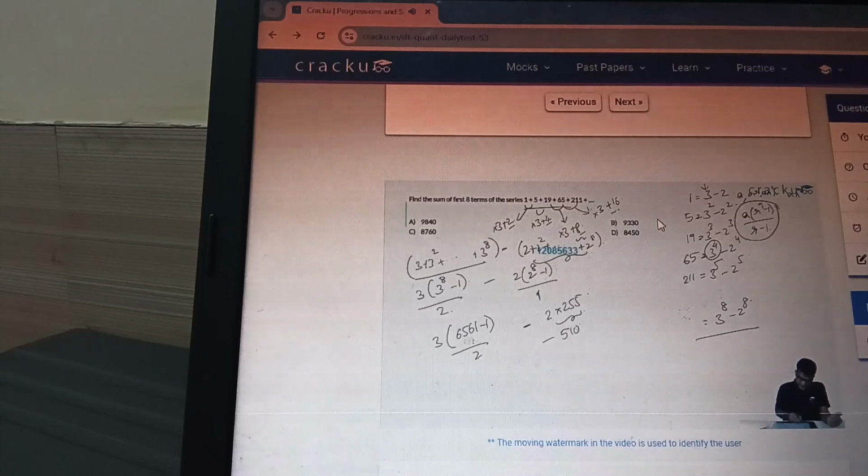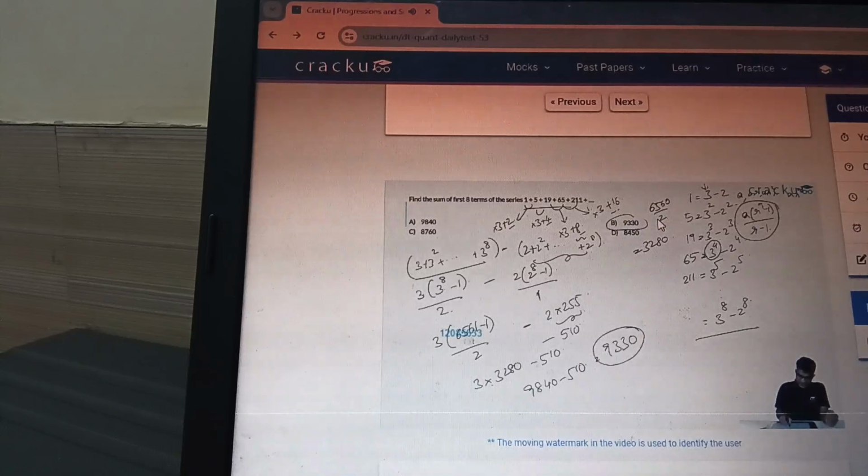And this is 3 into 6560 divided by 2, which will be equal to 3280. So this is 3 into 3280 minus 510. 3 into 3280 will be equal to 9840 minus 510, which is equal to 9330. So the correct answer is option D.